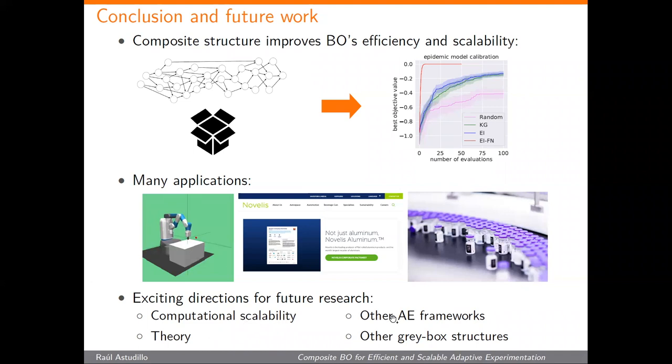Finally, in this talk, I focus on Bayesian optimization, but I believe that this idea of leveraging internal structure can be more broadly applied in the other adaptive experimentation frameworks that I discussed earlier in my talk. And of course, there's also an opportunity to explore other gray box structures, both within Bayesian optimization and in any of these other adaptive experimentation frameworks.